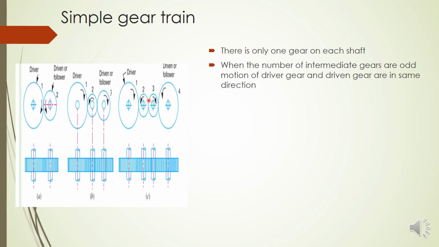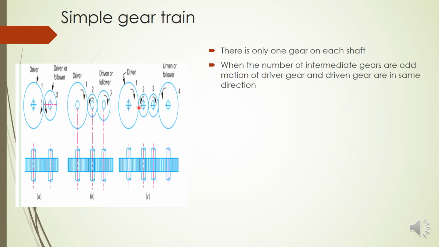When the number of intermediate gears is an even number, you can see the driver gear and driven gear rotate in the opposite direction. Here this one is clockwise while this is anti-clockwise, because gears which are meshed directly will always have opposite rotation. So here 1 and 2 are in opposite directions. Similarly here 1 and 2 are opposite, 2 and 3 are opposite. So that means 1 and 3 will be in the same direction.